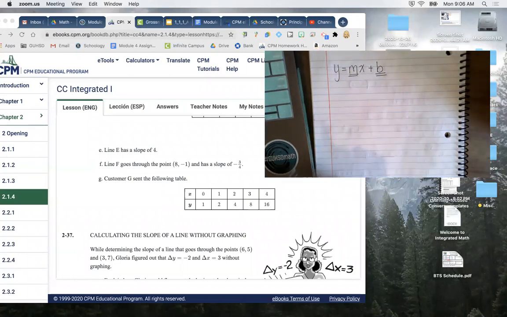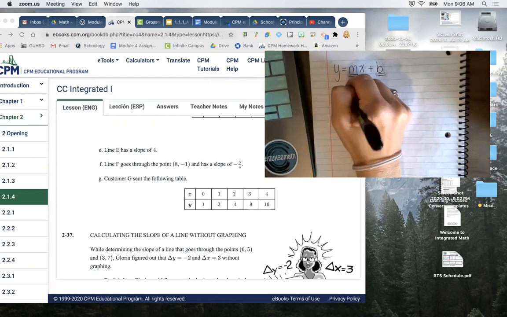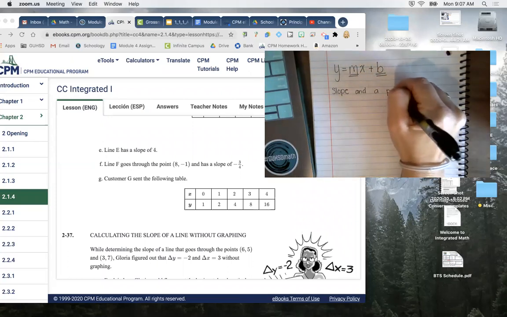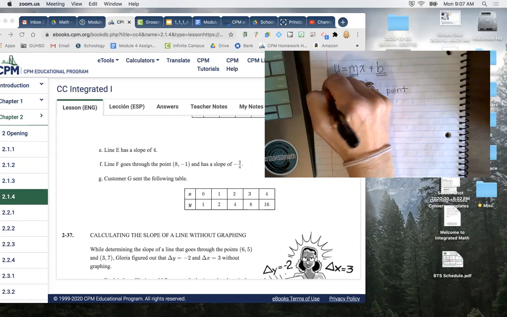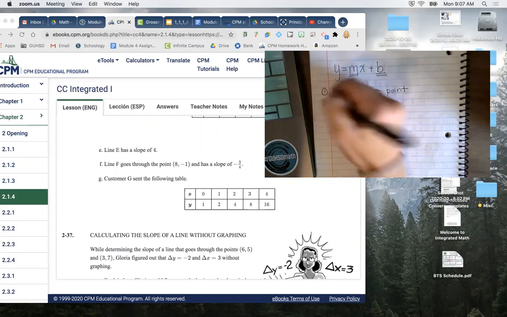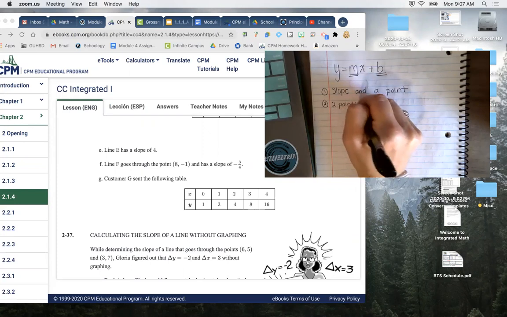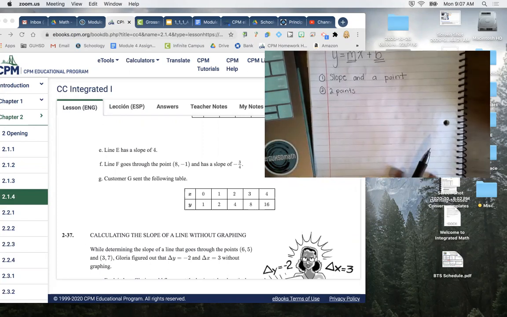Now, there's going to be two ways that you guys are going to be finding the equation of lines today. You're going to be given a slope and a point today, and you're going to be asked to find the equation of a line. That's way number one. Another way is that if I give you 2 different points, I'm going to expect you to be able to find the equation of a line. So these are the 2 different examples that you're going to see me do in a minute.